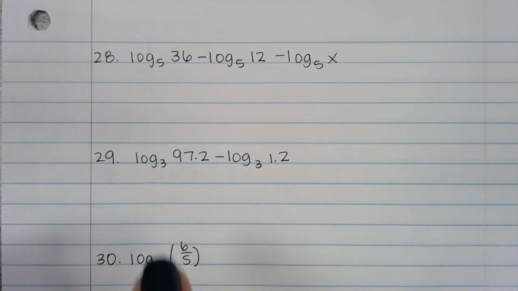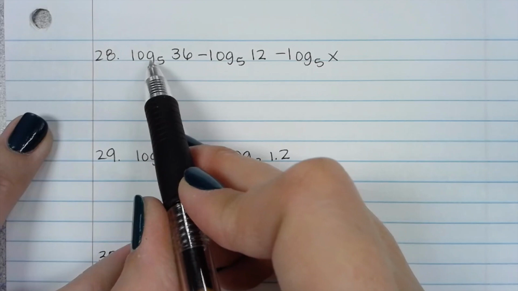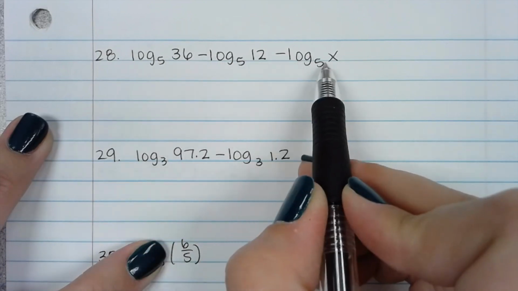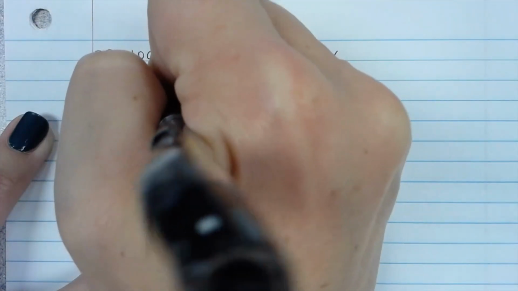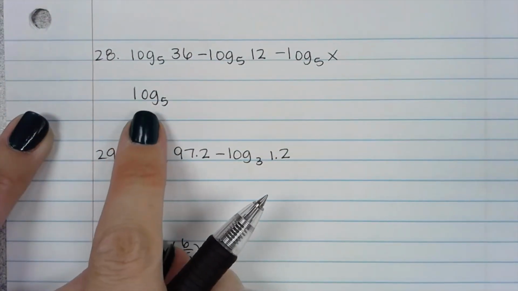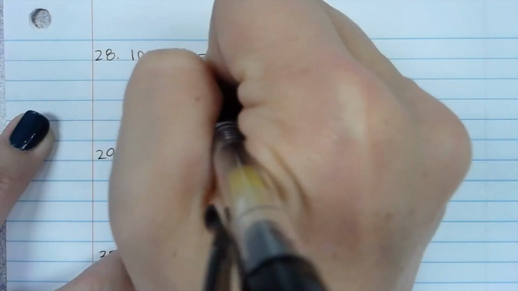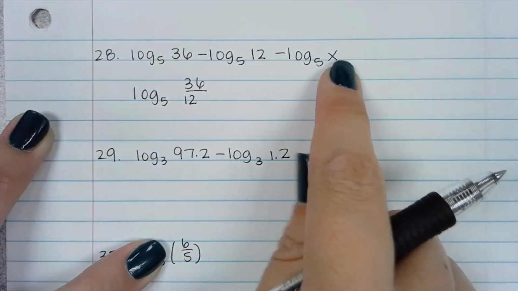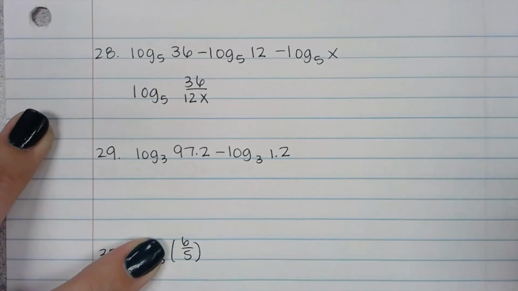On question 28, I'm also condensing, and on question 29, I'm also condensing. So for this one, I have a number and then a second one that's being subtracted and then another one that's being subtracted. So when I write this down in condensed form, it's going to be log base 5. Remember, when you're condensing it, you're trying to only write this once. The 36 goes in the top. The 12 is being subtracted, so the 12 goes in the bottom. And then the x is being subtracted, so the x goes in the bottom. So that's my first step.